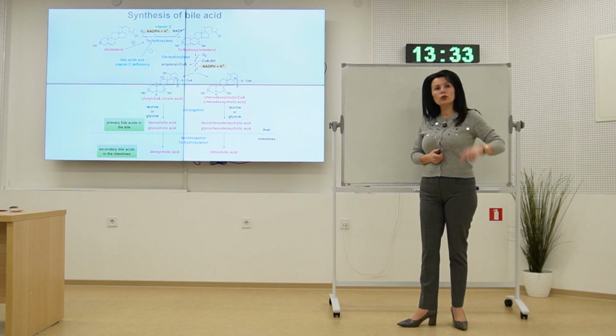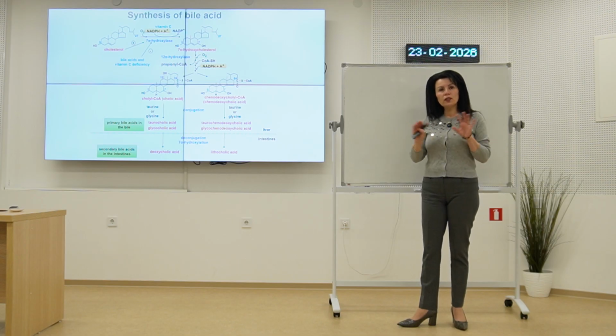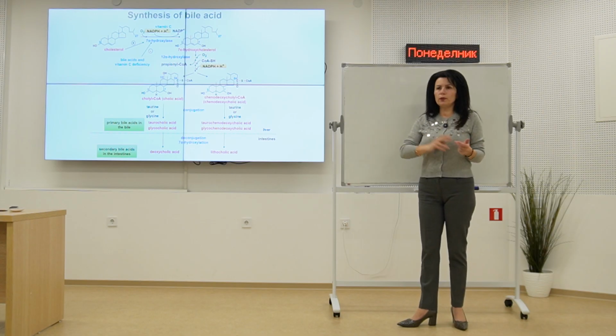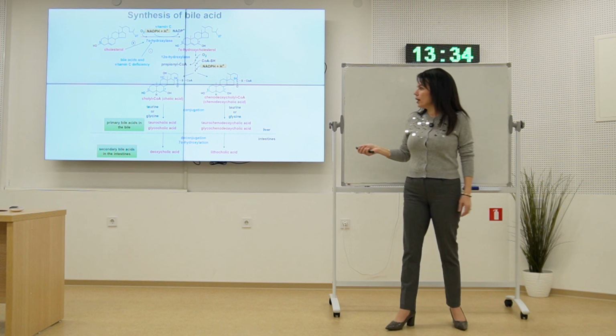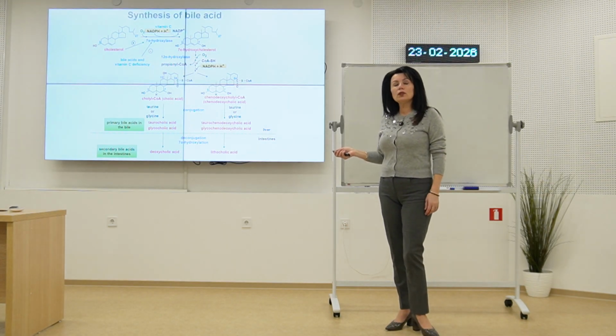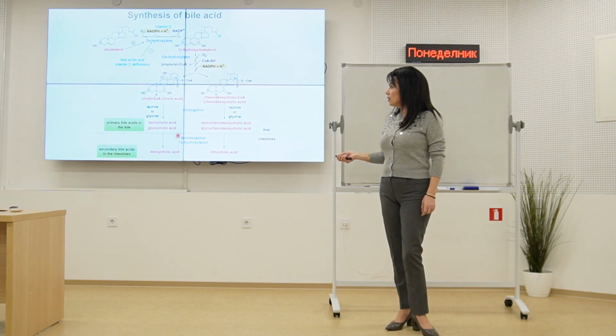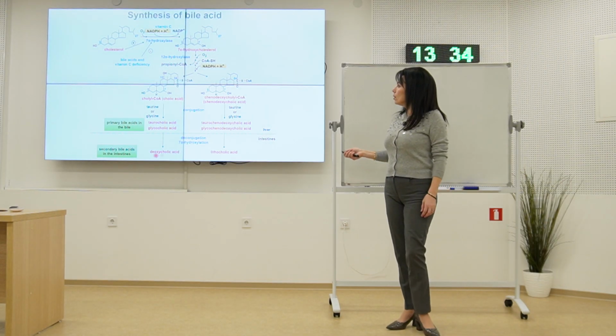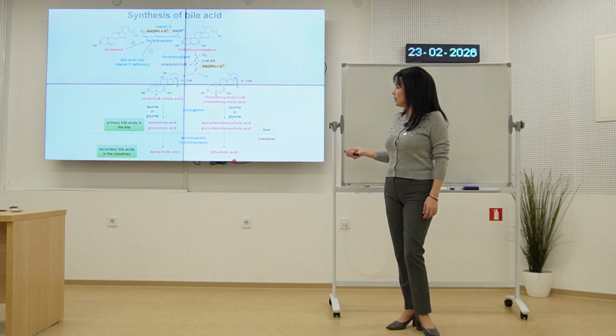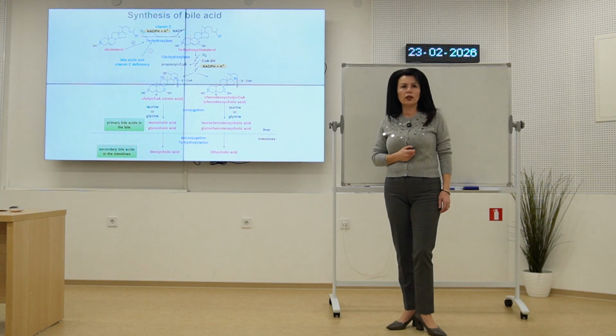After that, they go to the gallbladder to be stored in the structure of bile, together with cholesterol, phospholipids, bile pigments, and after that, they are secreted into the small intestine lumen. After the secretion, they undergo deconjugation and 7-alpha dehydroxylation to become deoxycholic from cholic and lithocholic from chenodeoxycholic.